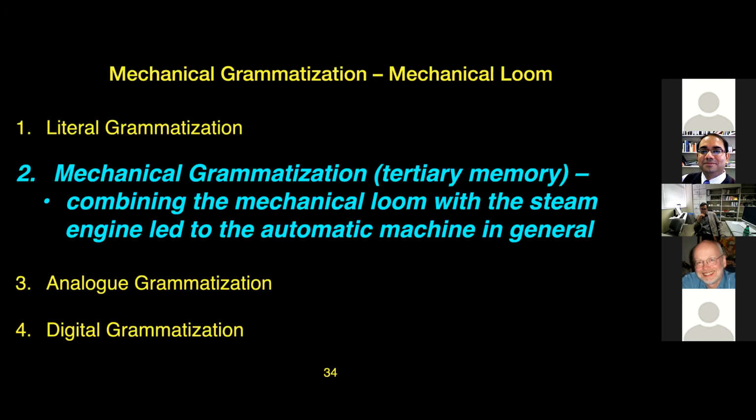In the previous section, we saw that a phonetic alphabet enabled the grammatization of writing gestures through movable type and the printing press. Similarly, the grammatization of weaving was enabled in the creation of the mechanical loom. Combining the mechanical loom with the steam engine led to the automatic machine in general.